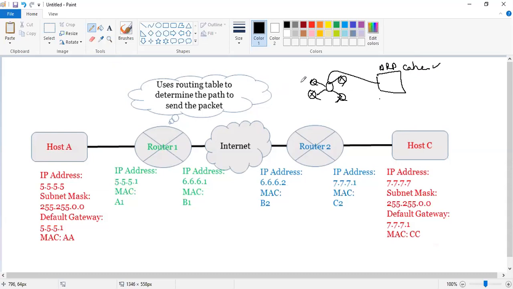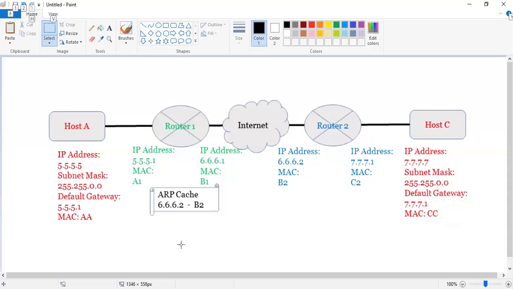So consider that you know the destination MAC address, I mean the router 2 MAC address. How will you come to know? Because it is available in the ARP cache of router 1. You know what the next hop MAC address is. You have already determined it because it is already in the cache memory of your router. So to reach the next router, you need to have the MAC address, right? That is available in your router 1 ARP cache.